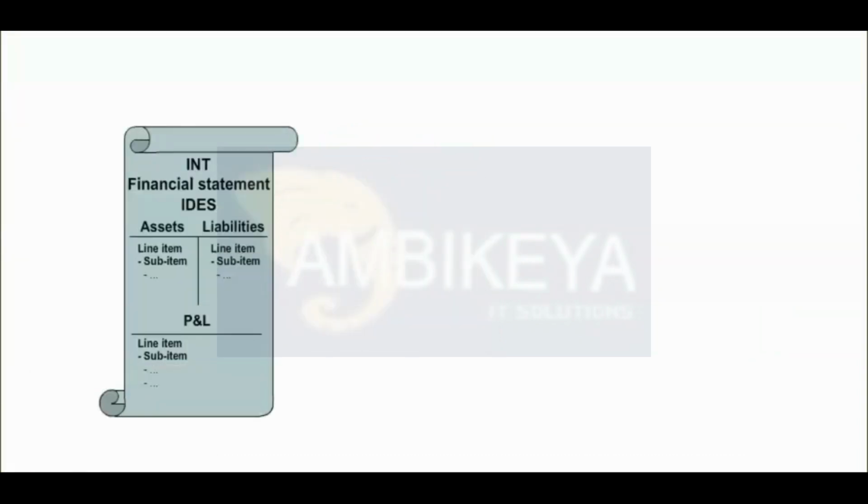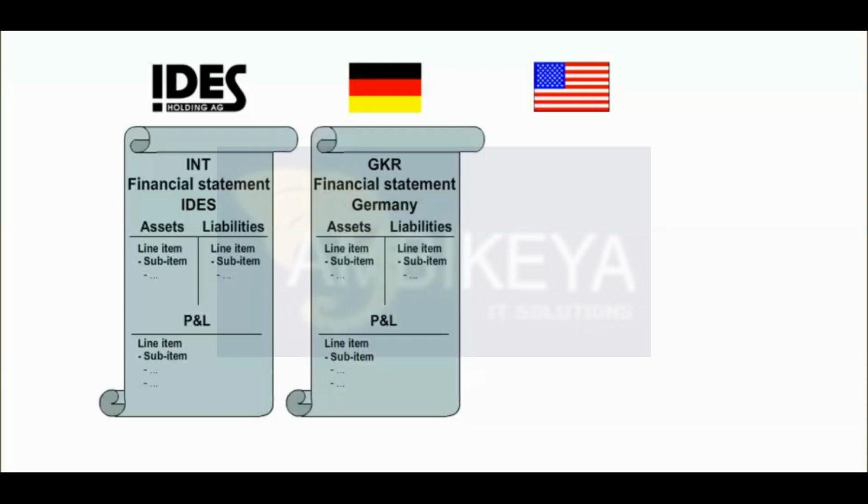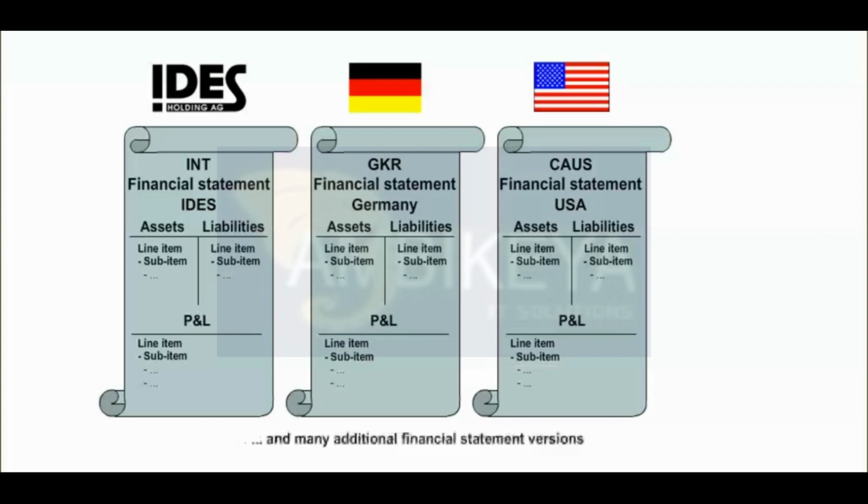A general ledger is kept in order to provide the information needed to create a balance sheet and a profit and loss statement. These reports have to meet country-specific requirements. IDES, the name of our sample group, would need to create financial statements based on the German Commercial Code, HGB, for Company Code 1000, Germany, and based on US Generally Accepted Accounting Principles, or GAAP, for Company Code 3000, USA.